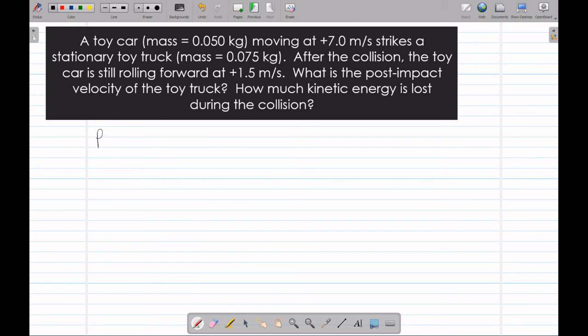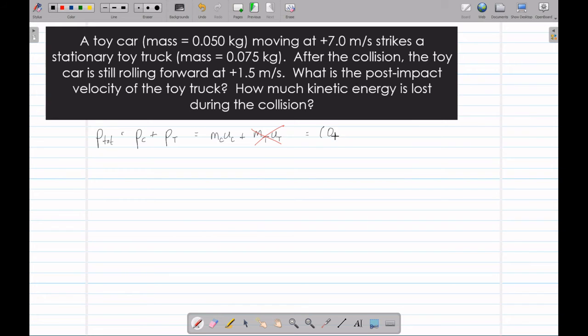We'll start with the fact that the total momentum of the system is equal to the momentum of the car, which I'll call PC, plus the momentum of the truck. Now, the momentum of the car is given by the mass of the car times the initial velocity of the car. And the momentum of the truck is equal to the mass of the truck multiplied by the initial velocity of the truck. We already know that the truck is initially at rest, which means we can go ahead and cross that out. The truck has no initial momentum. And so the total momentum of the system is equal to the initial momentum of the car.